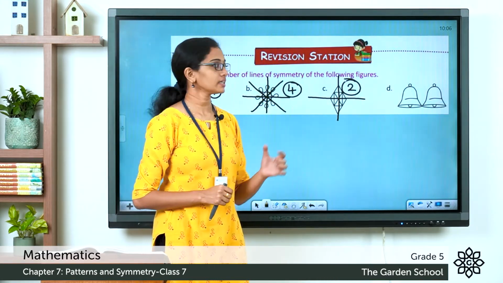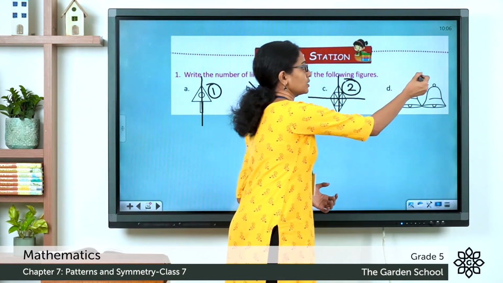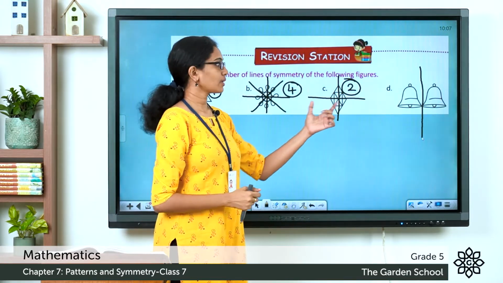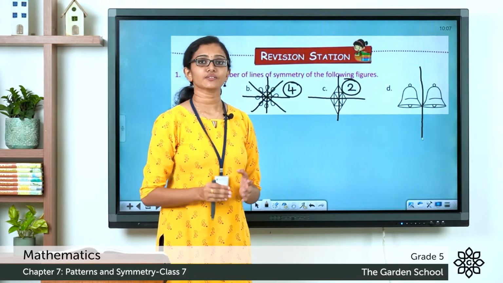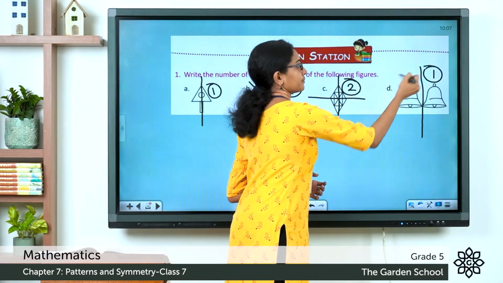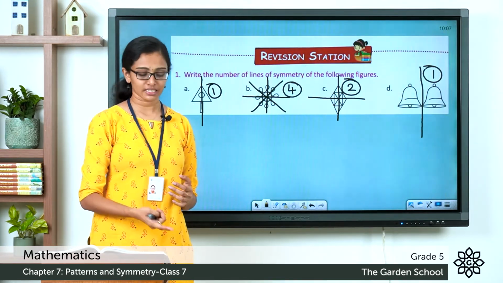What about the last one? Question D. How many lines of symmetry is possible? There is only one vertical line of symmetry that can be drawn to divide this image into identical halves or mirror images. So in this case, it is 1. I hope you understand this. Now let's move on to the next question.